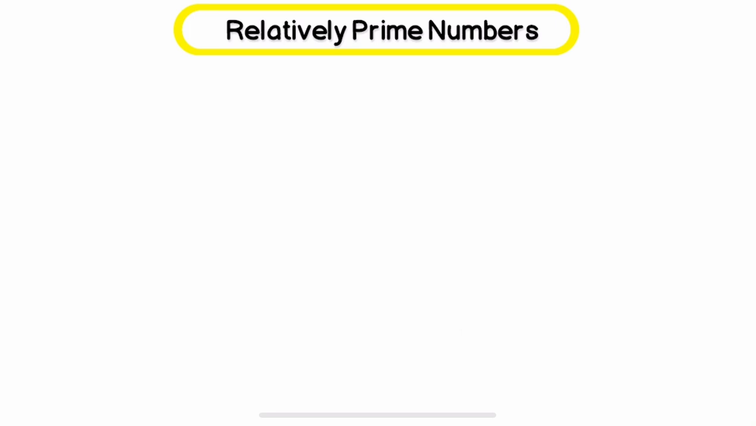Now, finally, relatively prime numbers. What are relatively prime numbers? They are numbers whose only common factor is 1. If we find that the only common factor is 1, the numbers are relatively prime. So when the GCF of two numbers equals 1, they are called relatively prime.